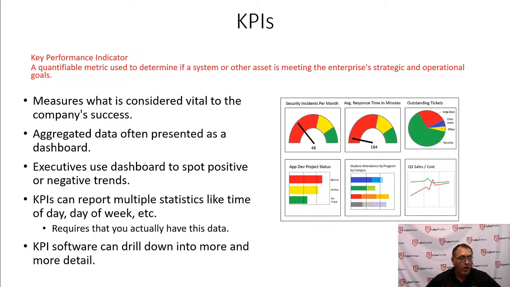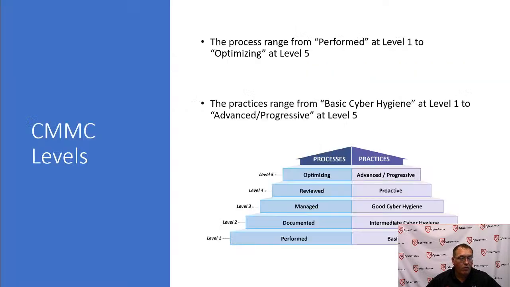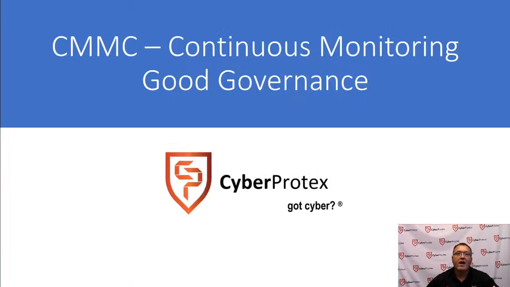So all in all, in order for you to achieve level 3 good cyber hygiene and practice good cybersecurity, we want to make sure that we have good continuous monitoring and a robust solution set in place that allows us to make sure that we are practicing good cyber hygiene.